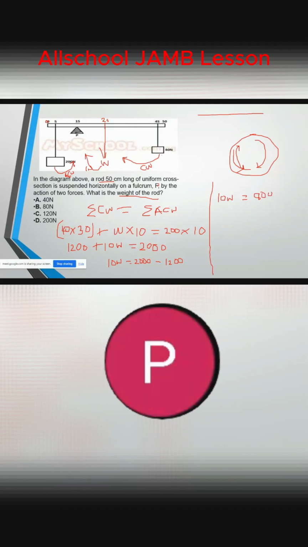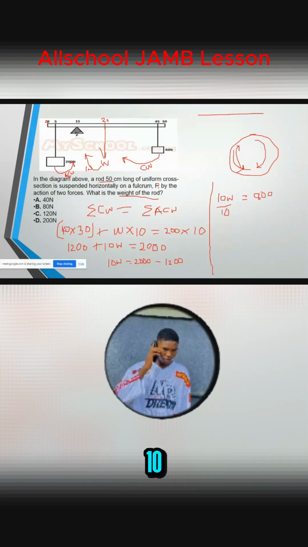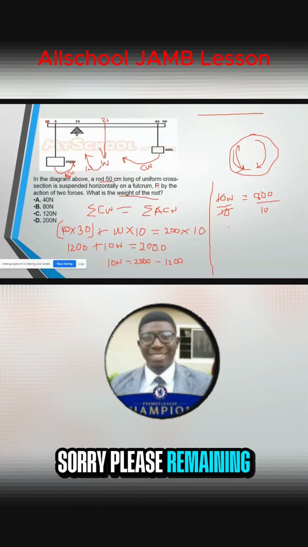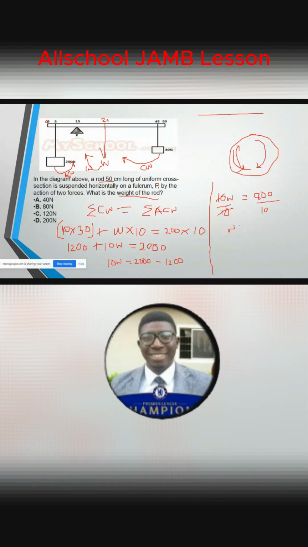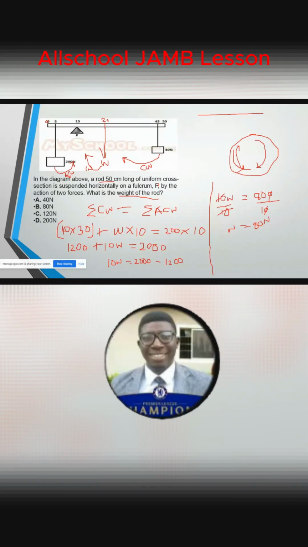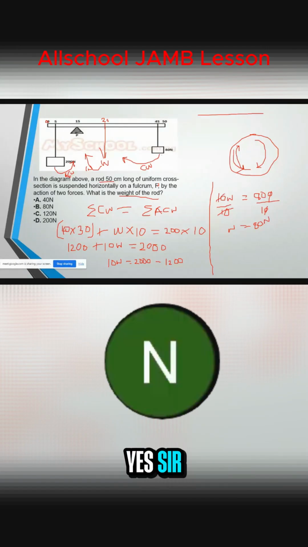To find W, we divide both sides by 10, the coefficient of W. 10 cancels 10, remaining W equal to 800 divided by 10, which is 80 Newton. So the weight of the meter rule is 80 Newton. Is that clear? Yes, sir.